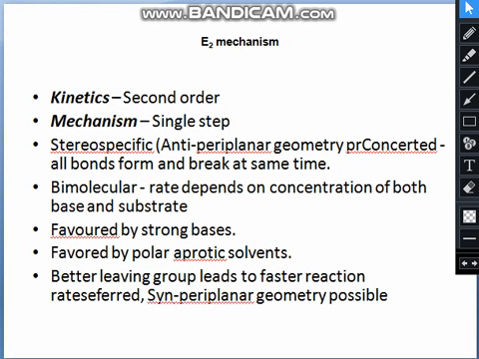The E2 reaction is a second order reaction. It is a single step reaction, stereospecific, with anti-parallel geometry preferred. It is bimolecular, with the rate dependent on the concentration of both base and substrate. It is favored by strong base, favored by polar solvent, and a better leaving group leads to a faster reaction rate, and in this the increased rate of E2 reactions occurs.